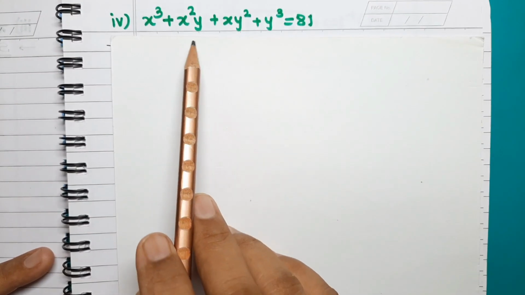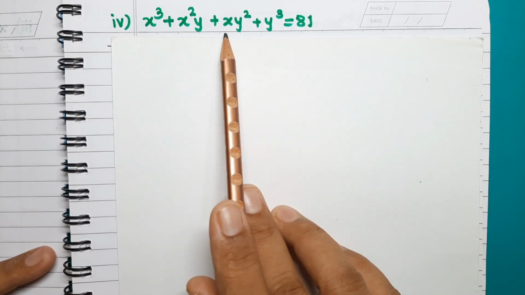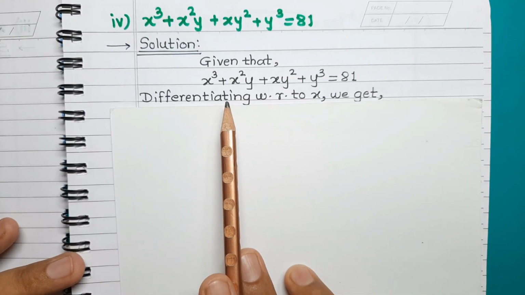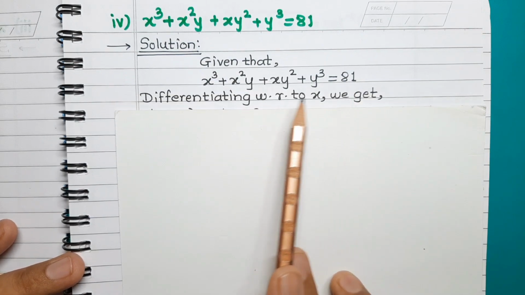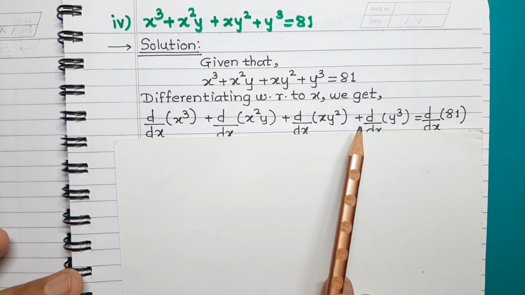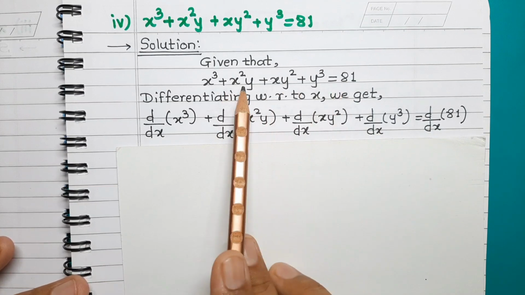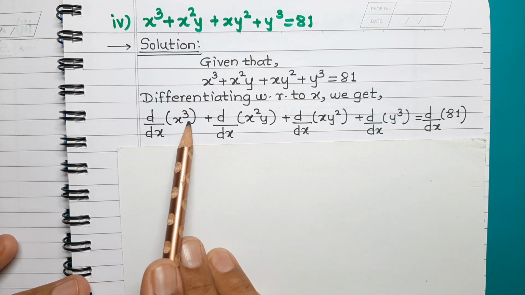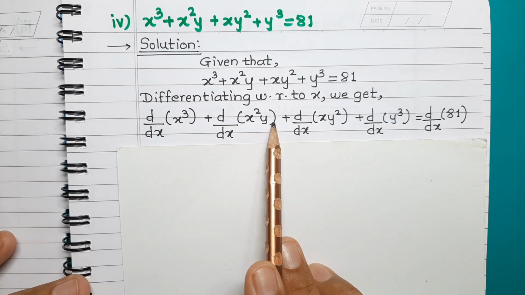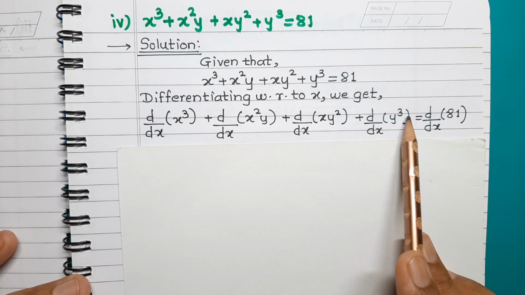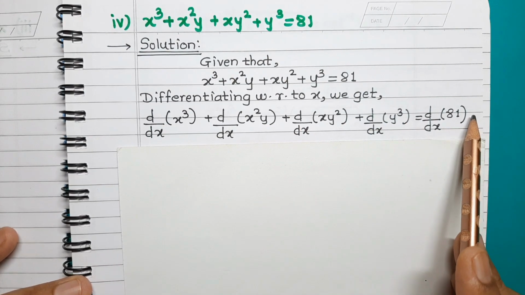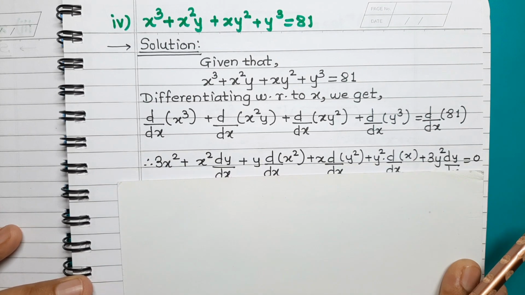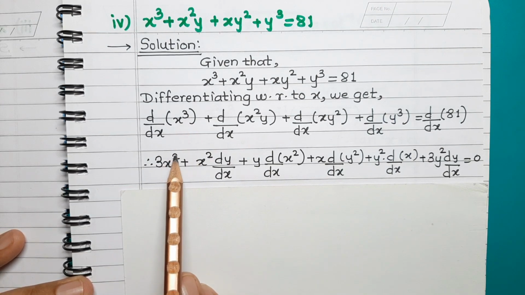And the next example is, see, x cube plus x square y plus xy square plus y cube is equal to 81. So in the solution you write down the given function and we are going to differentiate it with respect to x. See, here there are 5 terms, so we have added those derivatives separately. Derivative of x cube plus derivative of x square y plus derivative of xy square plus derivative of y cube is equal to derivative of 81. It is going to be 0 since 81 is constant. So let's move fast. See, derivative of x cube is 3x square.